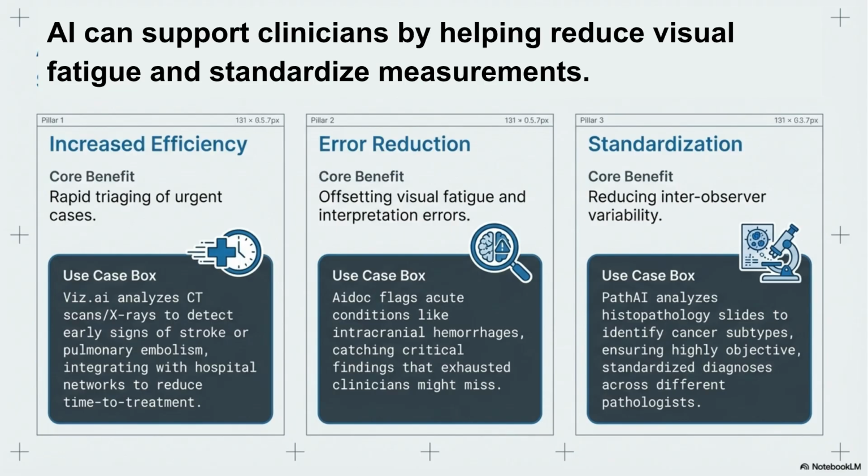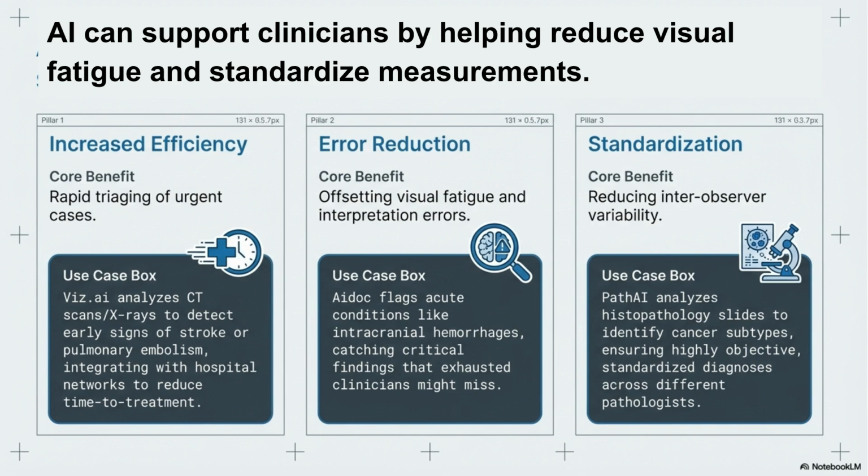The primary benefit of AI in clinical image analysis is to support clinicians' diagnostic process and differentials, and this may include increased efficiency, human error reduction, and standardization. Let's start with increased efficiency. This means rapid triaging of urgent cases, such as detecting a pneumothorax on an X ray. For example, commercial platforms such as Viz AI analyze images, CT scans, or X rays to detect early signs of a stroke or pulmonary embolism.